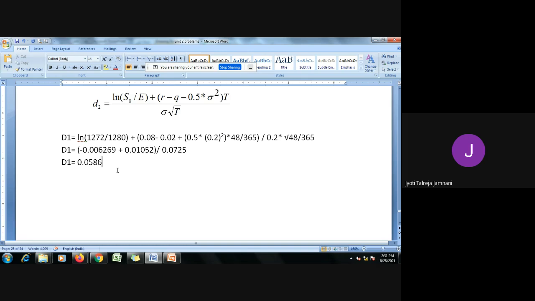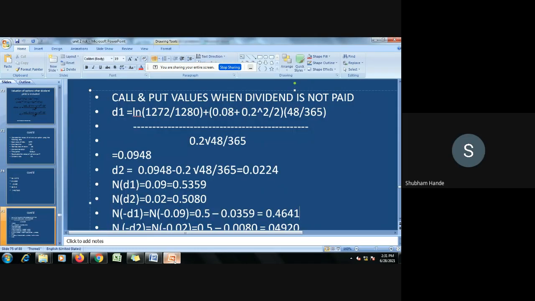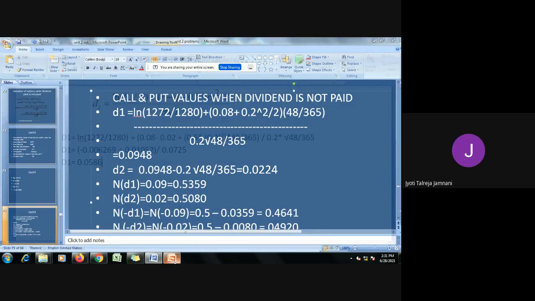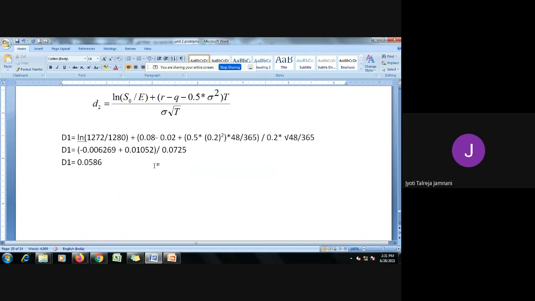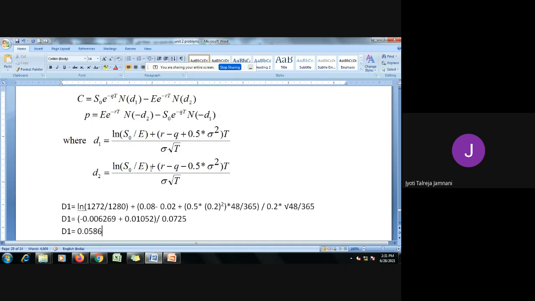Anybody trying it? Sharvari, Shubham? Yes, ma'am, I'm trying, but I'm getting some other answers. Ma'am, I'm getting D1 as 0.77. Okay, let's do this sum in the next class. I will see where and what is going wrong. You also try at home. I've already given you the formulas.